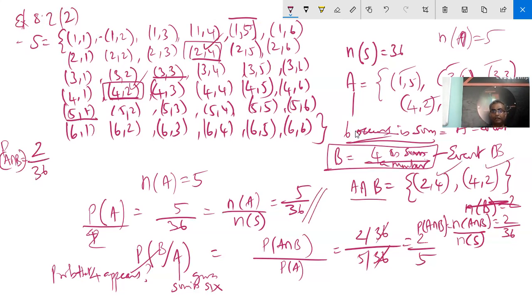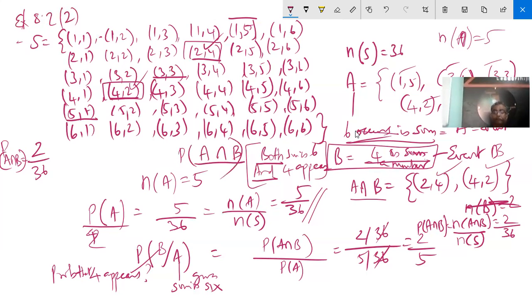Why is it called A intersection B? Because out of them, the sum is 6 and 4 appears. Both the sum is 6 and 4 appears. So when "both" and comes, it is intersection. The sum being 6 is A and 4 appearing is B. Understood that? If it is either 6 or 4 appears, "either or" means union.